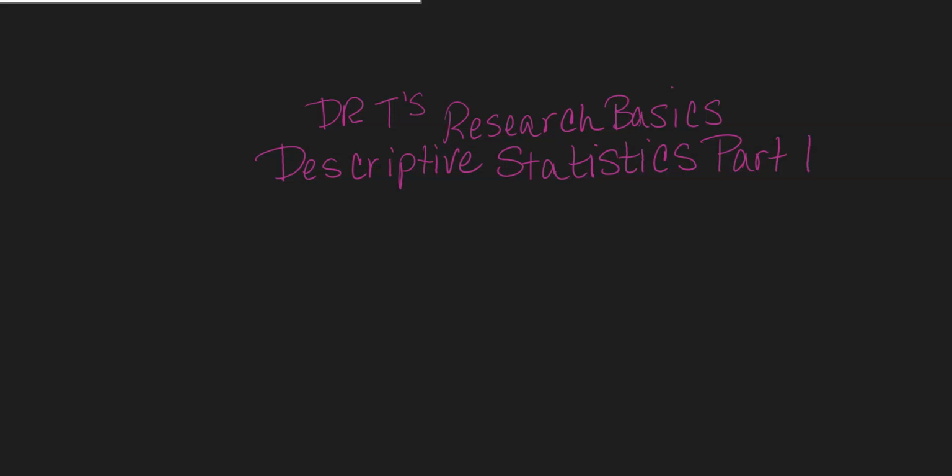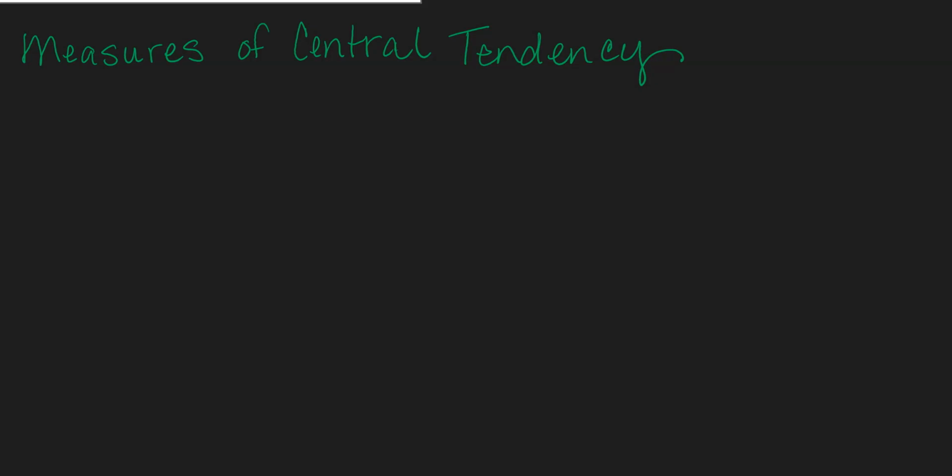Research Basics video, we'll be discussing the beginnings of descriptive statistics. In this video, we'll cover averages, also called the measures of central tendency. An average is the one value that best represents an entire group of scores.